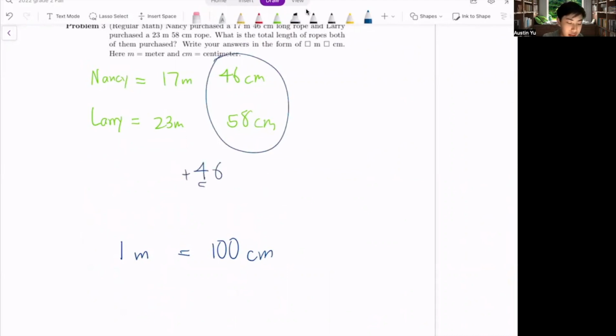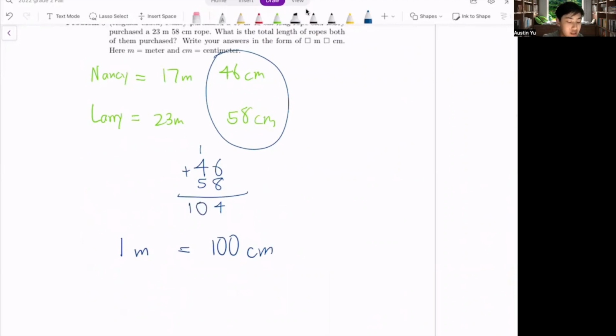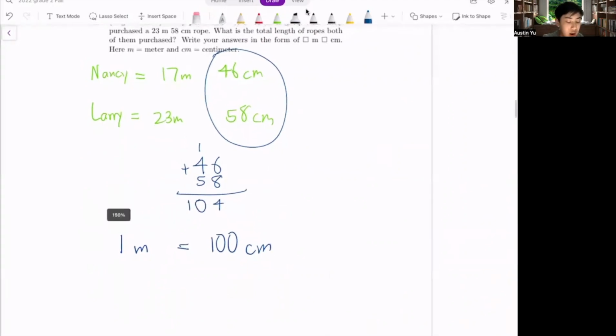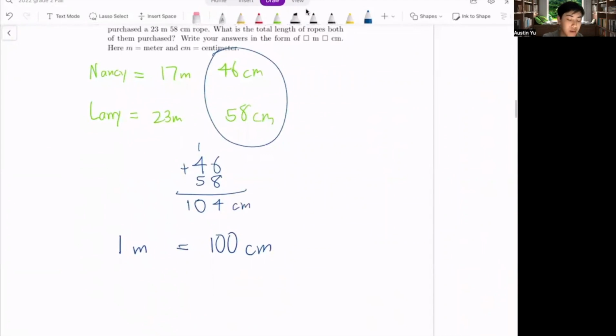46 plus 58 centimeters. 6 plus 8, that gives us 14. Carry over the 1. 1 plus 4 equals 5. And 5 plus 5 equals 10. As we see, we have exceeded 100 centimeters. And we now have 104 centimeters. Therefore, we can write this, in total, let's write it in yellow, as 1 meter plus 4 centimeters.